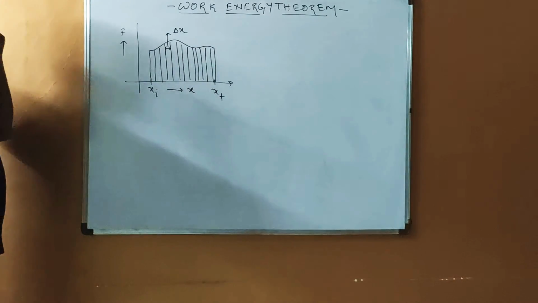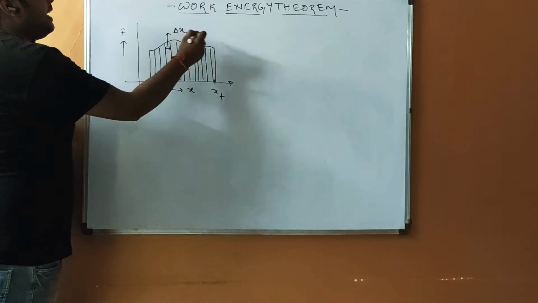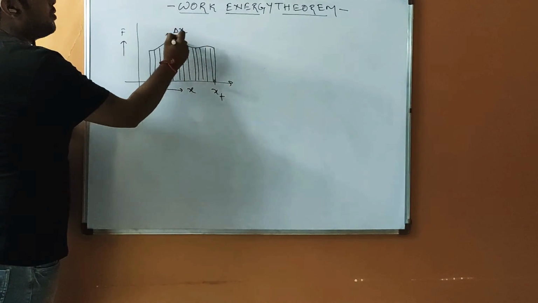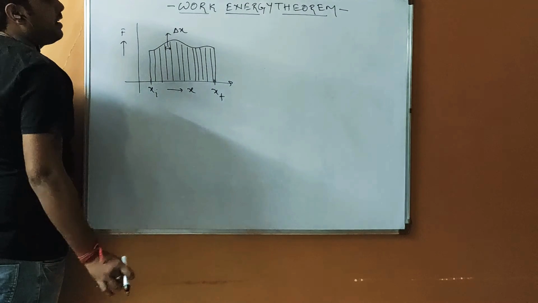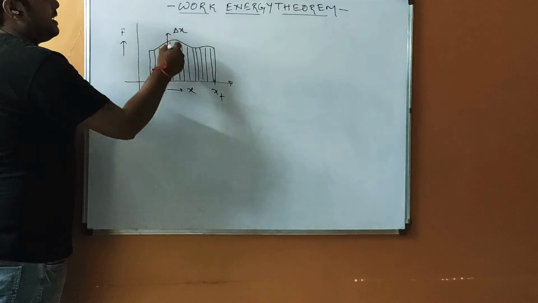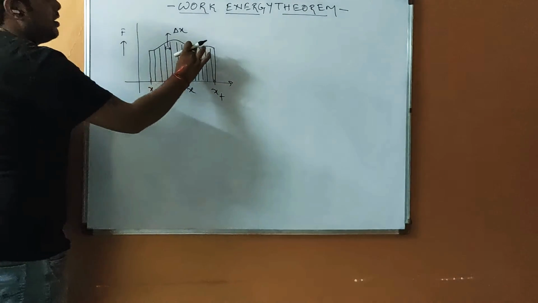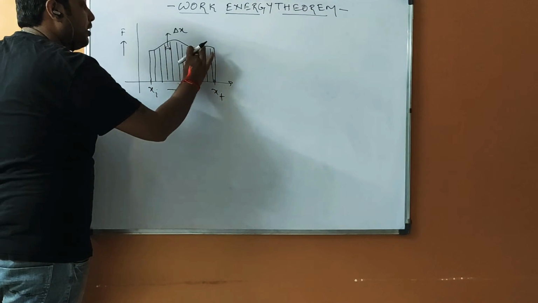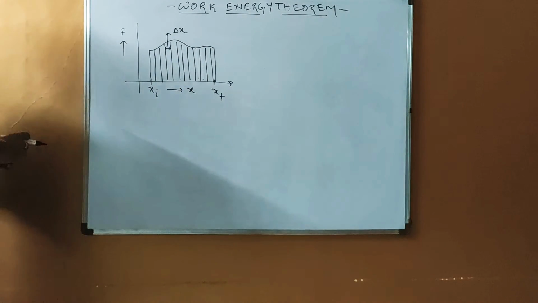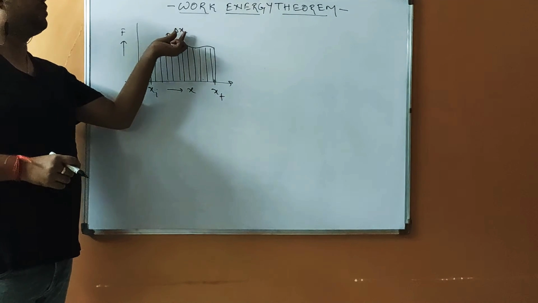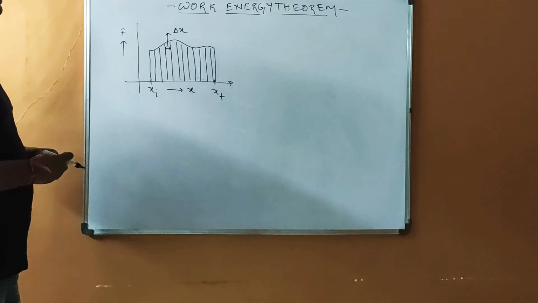Again I am repeating, this was the graph for force versus displacement of the variable force. See, the force is variable throughout the displacement of the body. This was the initial position, this is the final position. I have divided this whole graph into small strips of equal width. The width of each is delta x.